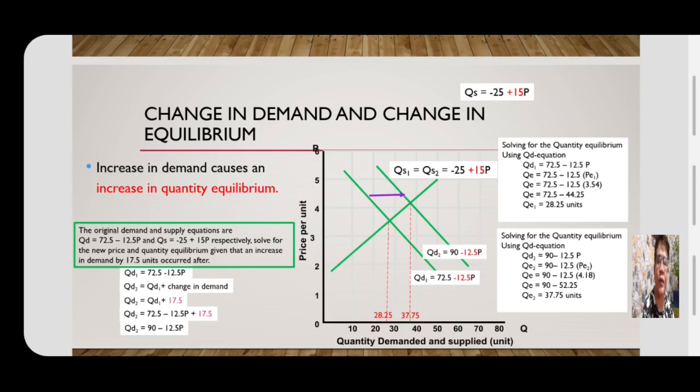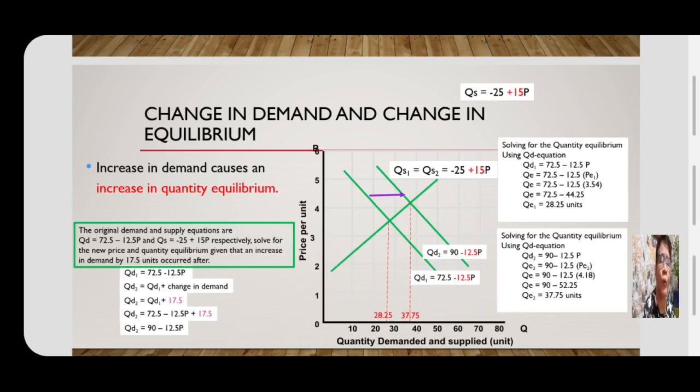As we have stated, an increase in demand causes an increase in quantity equilibrium. So, dealing with the same problem, we'll continue from specifying the value of the original quantity equilibrium and the new quantity equilibrium. So how do we solve for the original quantity equilibrium?